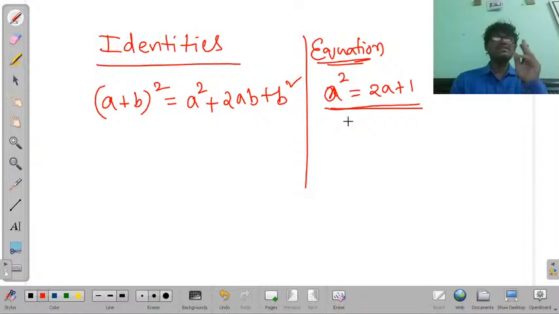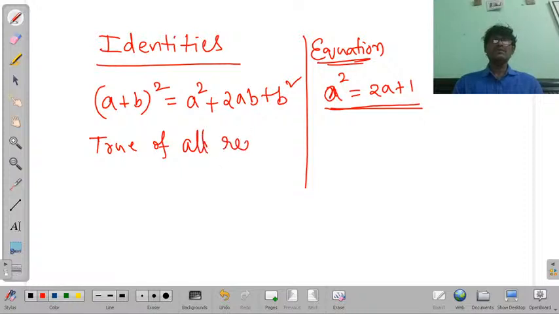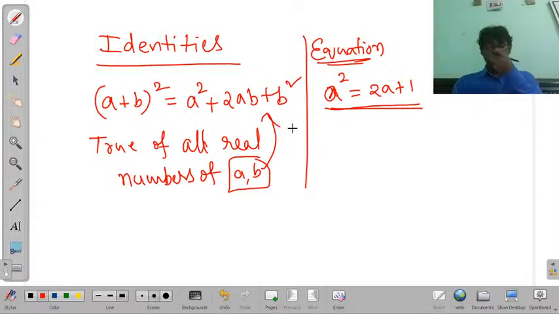Okay, let me say the difference between these two. Identity is true for all the real numbers. This is true for all real numbers of A and B. Here in this case, A and B are the variables. But the equation is not true for all the real numbers.